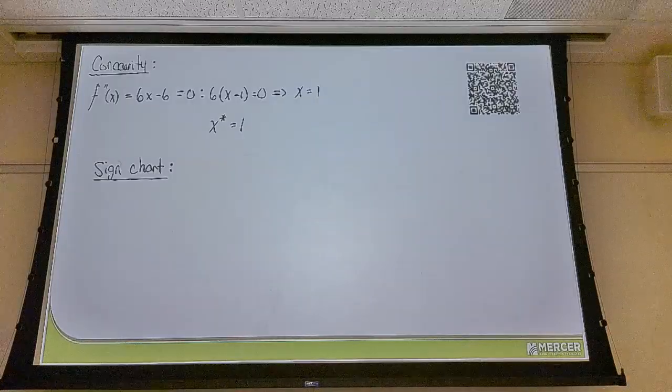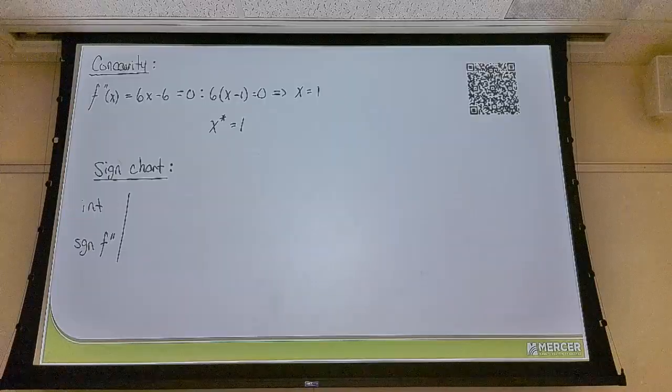Now we do another sign chart. But this time on f double prime. We're going to set it up the exact same way. Start with the domain of f. Break it up at every critical value of f prime. So every x star. There's the first interval. There's the second.